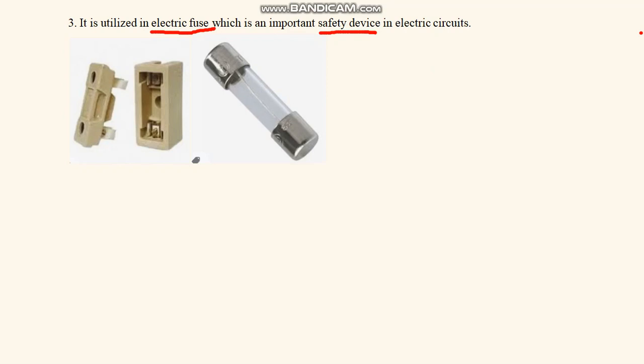The third application is that of an electric fuse. It is a very important safety device that is used in various electric circuits. Here I have shown two types of electric fuse on the screen. The fuse wire is usually encased in a cartridge of porcelain or similar material with metal ends. We will learn more about fuse in few minutes.